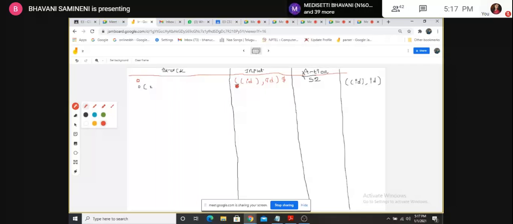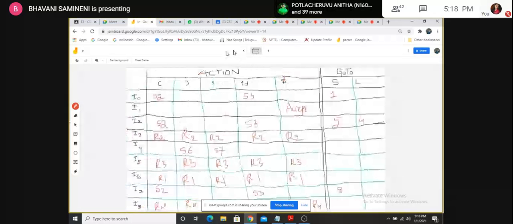And what is the next symbol here? Now this open parenthesis I have pushed onto the stack. We are left with open parenthesis, ID, close parenthesis, comma, ID, close parenthesis, dollar. We are left with this input string. What is the next action we have to perform? We are in the I2 state, and the lookahead symbol is open parenthesis. I2 and open parenthesis. What is the action? Again, S2.